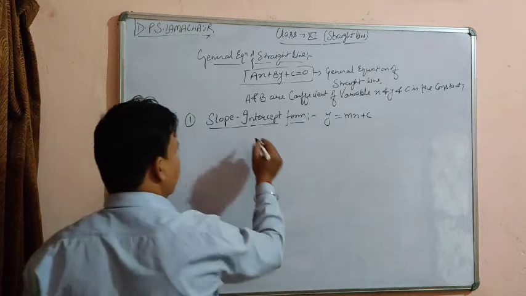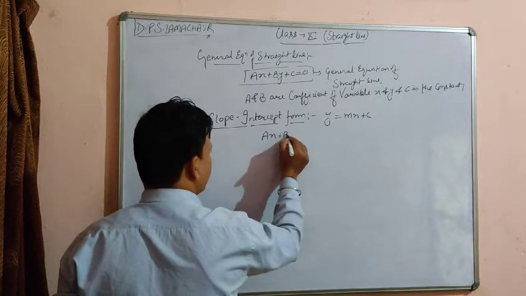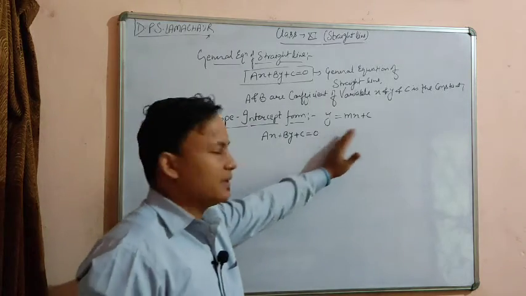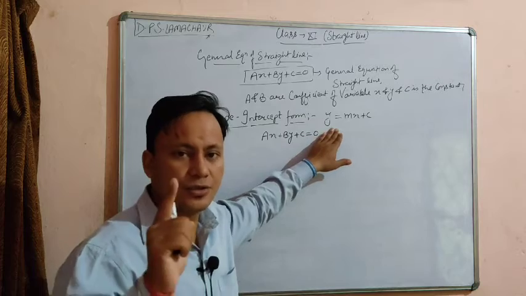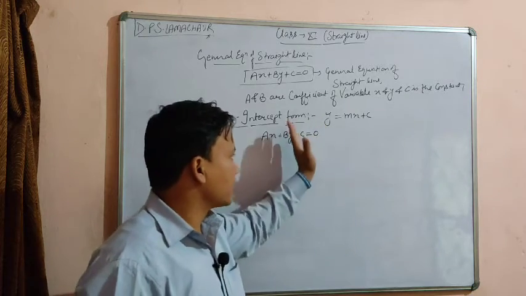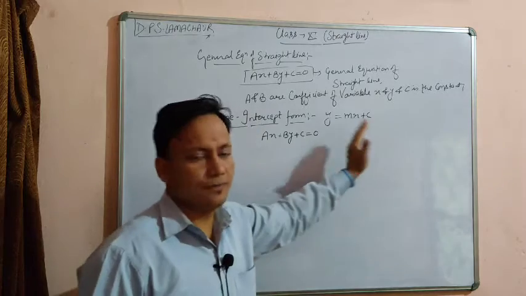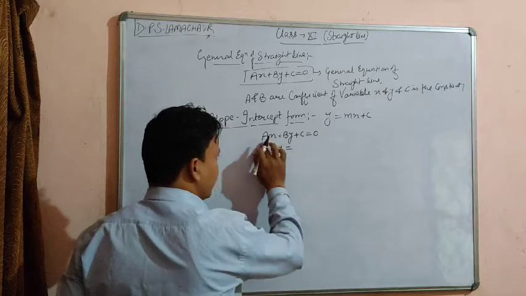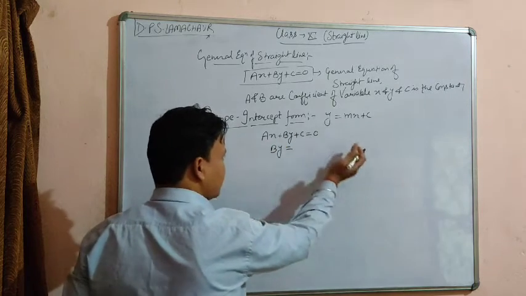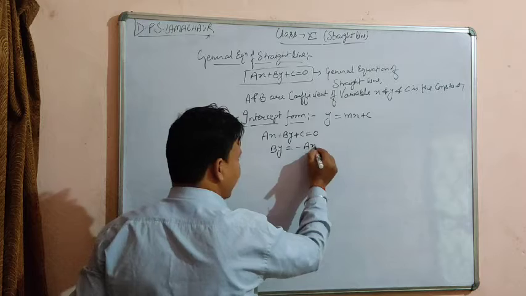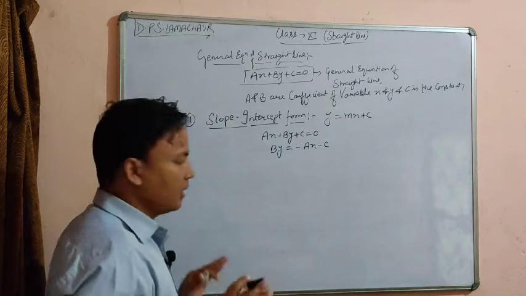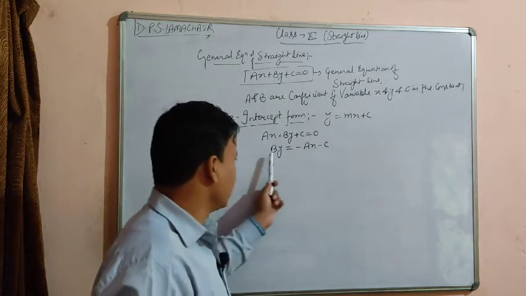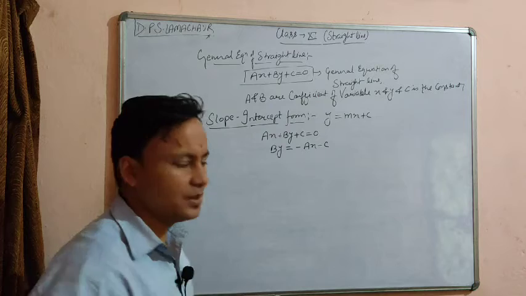For this, first we write the general equation, which is ax plus by plus c is equal to 0. See here, in slope intercept form the coefficient of y is unity, and the rest of the terms are on the other side of the equality. So first we write by is equal to minus ax minus c, shifting both ax and c to the right hand side. Now the coefficient of y should be unity, so we divide both sides by b.